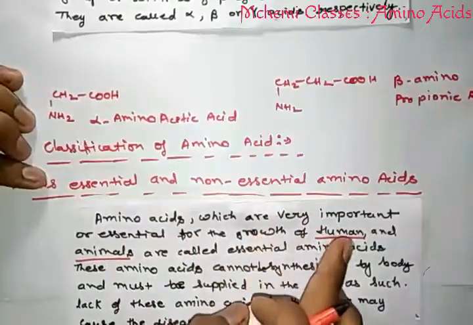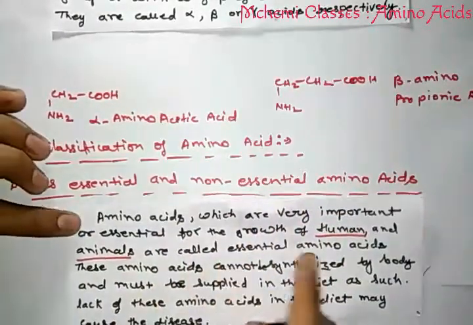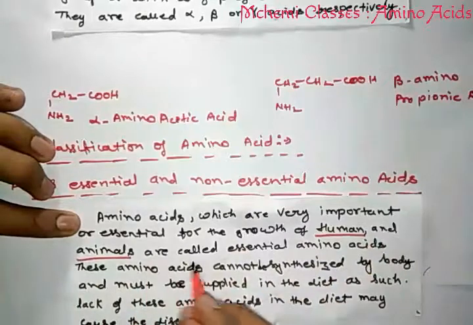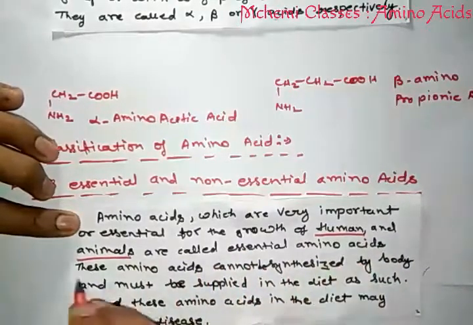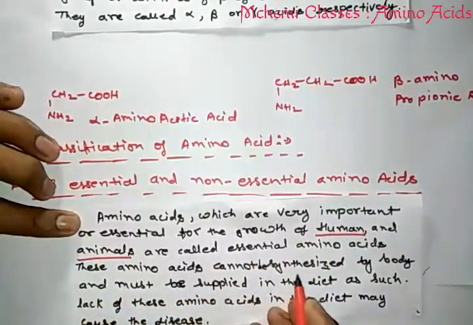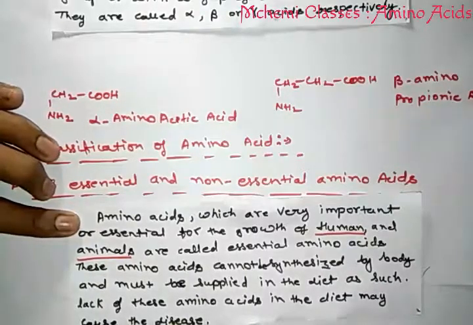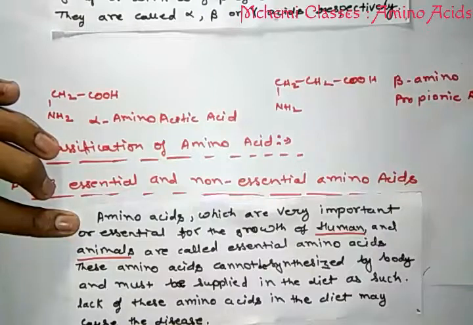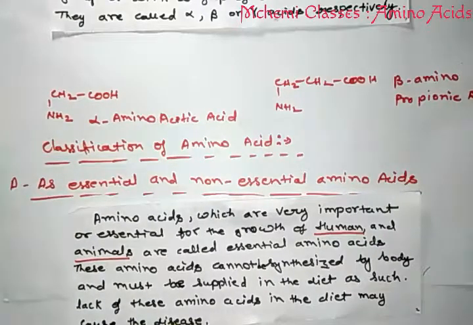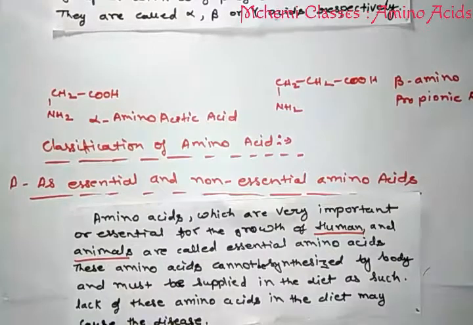Amino acids which are very important or essential for the growth of humans and animals are called essential amino acids. These amino acids cannot be synthesized by the body and must be supplied in the diet. As such, lack of these amino acids in the diet may cause disease. Amino acids which are synthesized by our body are called non-essential amino acids.